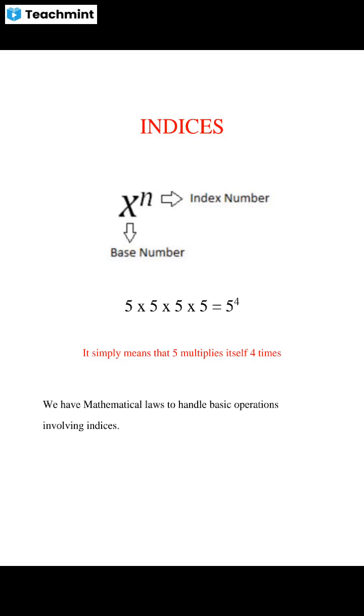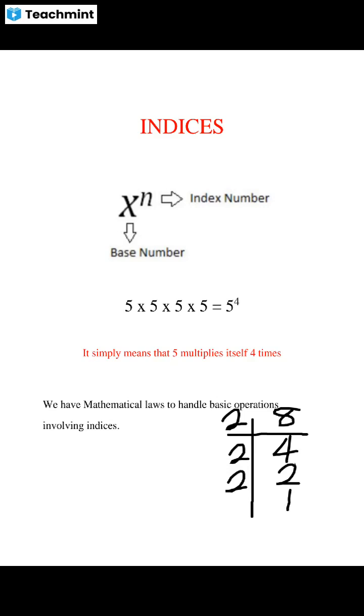Let's assume that we have 8. If you are given 8, I want to write it in this form. I can divide 8 by 2, that's 4. 2 in 4, that is 2. 2 in 2, that is 1. So now I have how many? I have 2 multiplied by itself 3 times to have 8. So instead of writing 8, I can write it in an index form as 2 raised to power of 3.